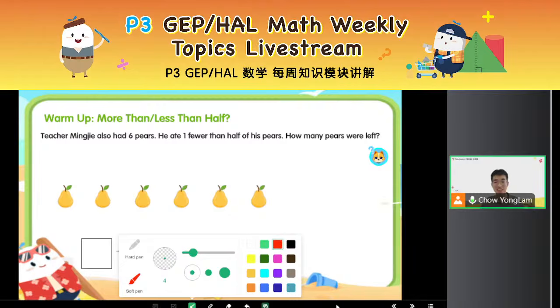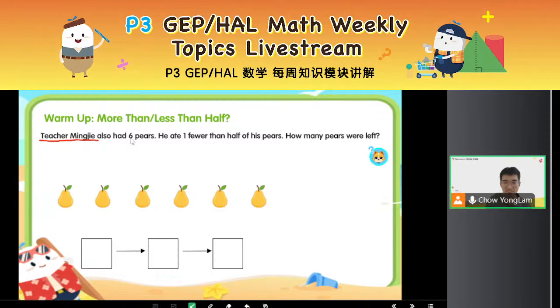So actually, it's not just me who has 6 pairs, right? Teacher Ming Jie also had 6 pairs. He ate 1 fewer than half. Perhaps he's not that hungry, he didn't even eat half. How many pairs were left? So again, we have 1 fewer than half.